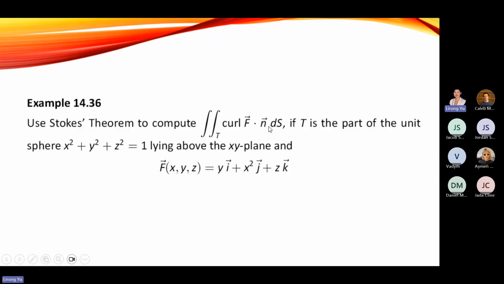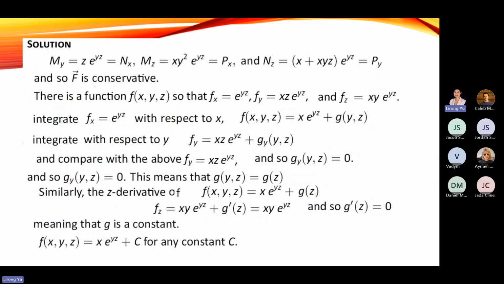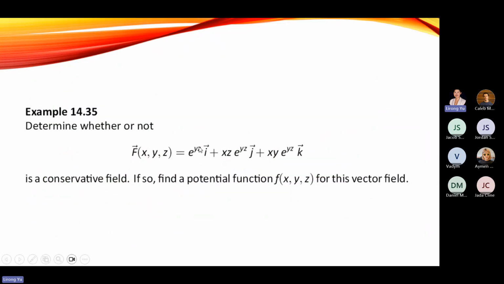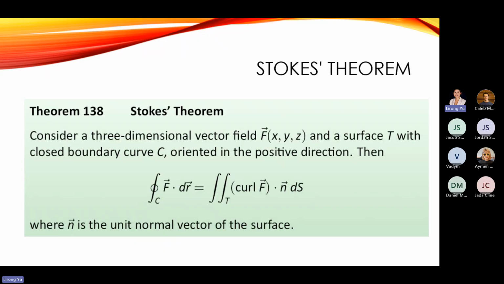So the calculation will involve trying to integrate it, right? This is a gradient field, and therefore each one of them is a partial derivative. You have to integrate them one by one in order to determine what will be the function that is a potential function of it. I want to at least talk about Stokes theorem.